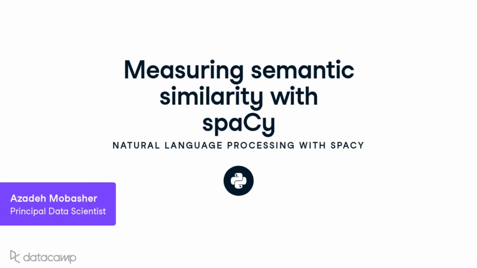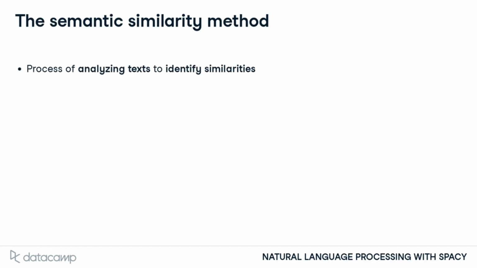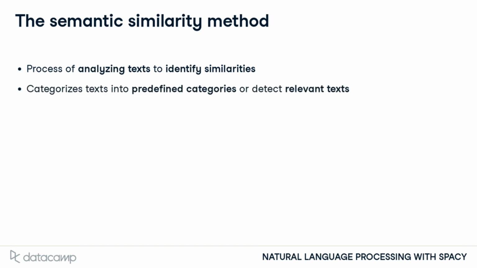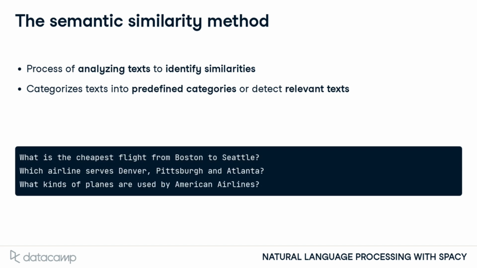Welcome. Let's determine how to find semantically similar contexts using spaCy. Semantic similarity is the process of analyzing multiple sentences to identify similarities between them. Determining semantic similarity can help us to categorize texts into predefined categories, detect relevant text, or flag duplicate content. Suppose we need to find relevant customer questions to the word price.